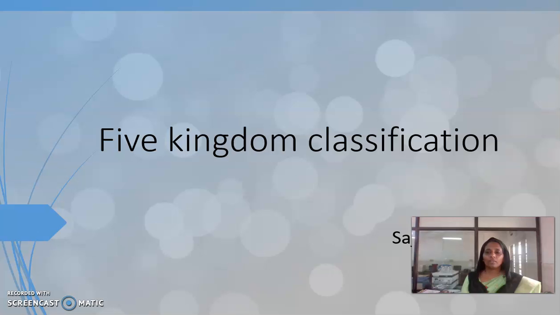Today we can see the 5 kingdom classification. The living organisms in our world were classified into 2 kingdoms by Carolus Linnaeus. This is a 2 kingdom classification. The 2 kingdoms are kingdom Plantae and kingdom Animalia.